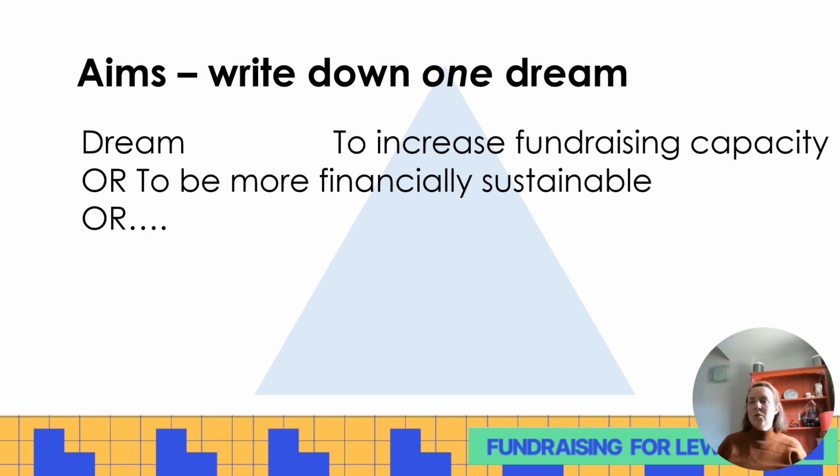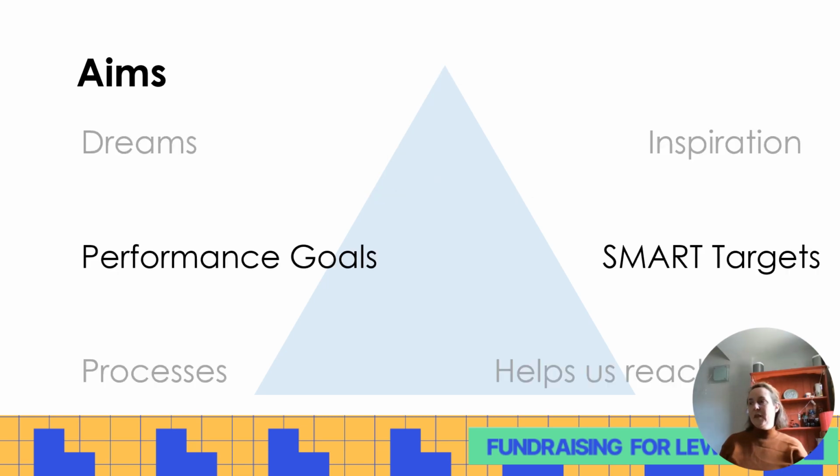So when we come to the session, we will actually be writing down a dream. And this one here is to increase fundraising capacity or to be more financially sustainable. It's that big top level thing that we saw at the top of the triangle. Then I will give people time to do their performance goals.